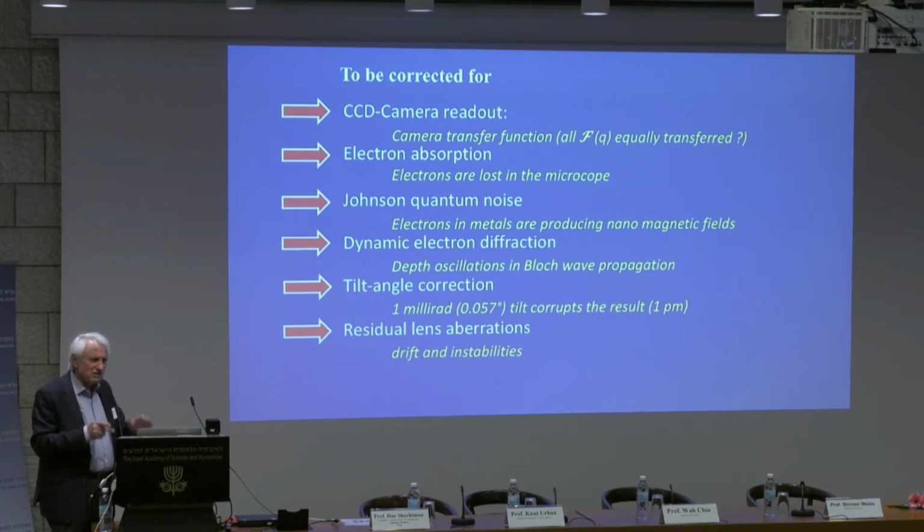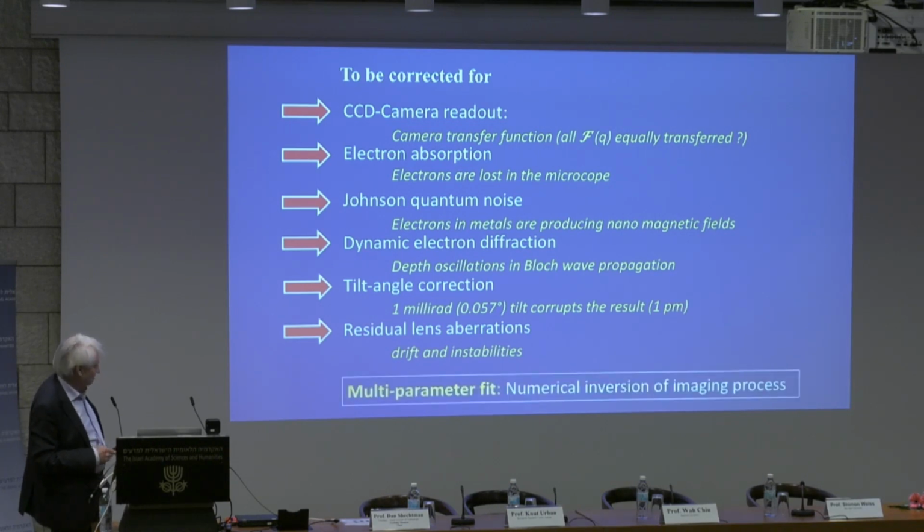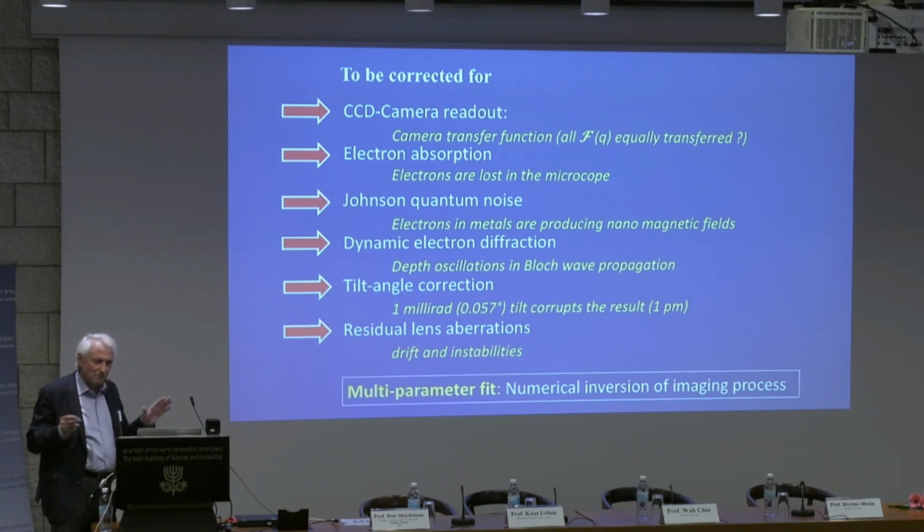So you always have to be careful to know the lens settings at the time when you take your image. That's a lot of things to do, and fortunately this can all be cured by doing a multi-parameter fit. In quantum mechanical dimensions, you cannot easily measure a thickness or a tilt angle. It can only be done by a diffraction experiment. And your imaging process is the only quantum mechanically allowed tool to measure these parameters.